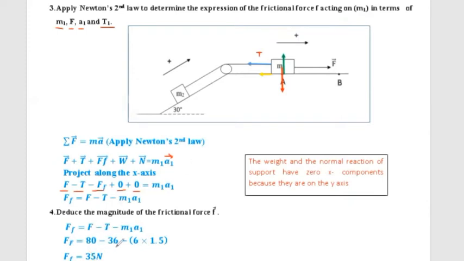And the tension is 36 Newtons. M1 is 6 kilograms and A1 is 1.5. So the force of friction is 35 Newtons.